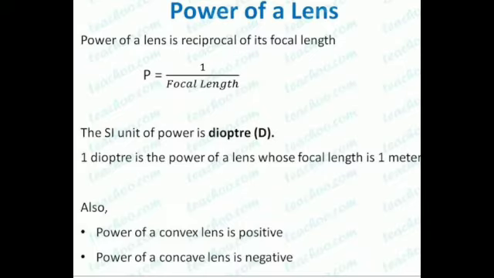Next topic is power of a lens. Power of a lens is the reciprocal of its focal length. So P is equal to 1 by F, where F means focal length. The SI unit of power is the diopter, in letter capital D. 1 diopter is the power of a lens whose focal length is 1 meter. Also, the power of a convex lens is positive. The power of a concave lens is negative.